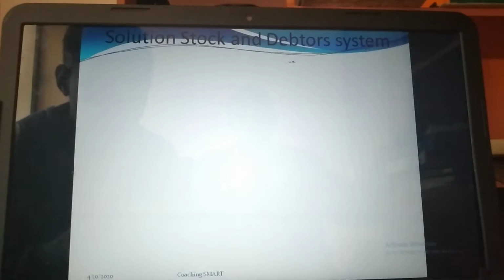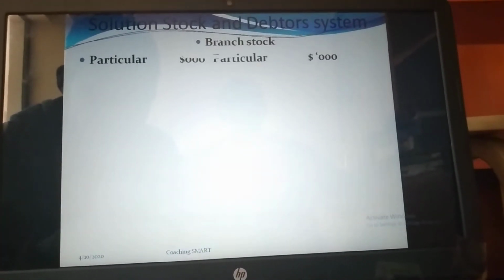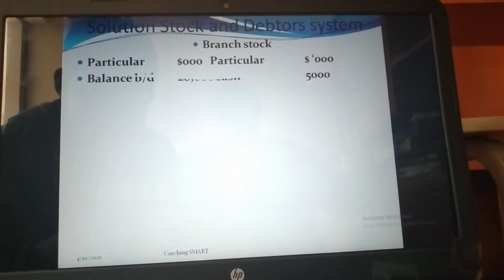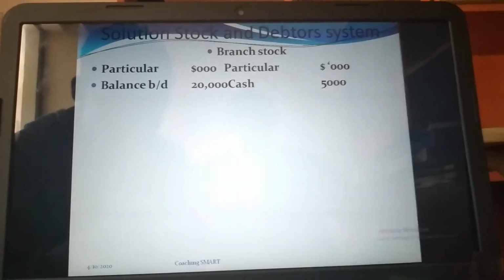So we start with the first one. Solution, stock and debtors system. We prepare the branch stock account. Now in the branch stock account, we are bringing forth all balances brought down. This is the opening balance in stock.